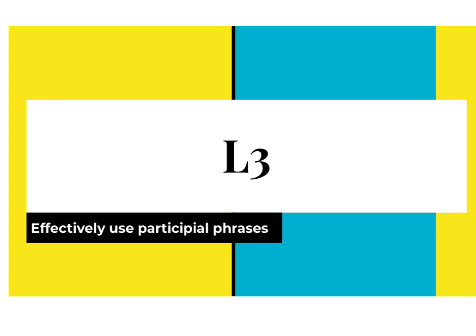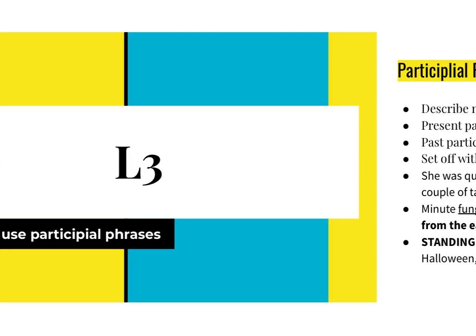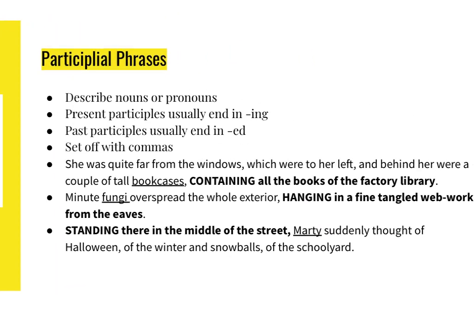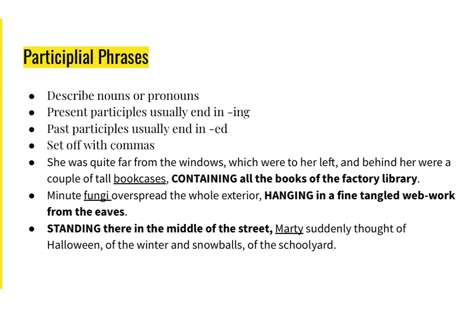Guys, so we're going to work on L3, effectively using participial phrases. Got a nice typo up there. Participial phrases are going to describe nouns or pronouns, but they're actually verbals being used as nouns. That's super confusing, and you don't have to know that, it's just for your information. Past participles are going to end in -ed, and present participles are going to end in -ing. Just like appositive phrases, you want to set them off with commas because they're interrupting the flow of the sentence.